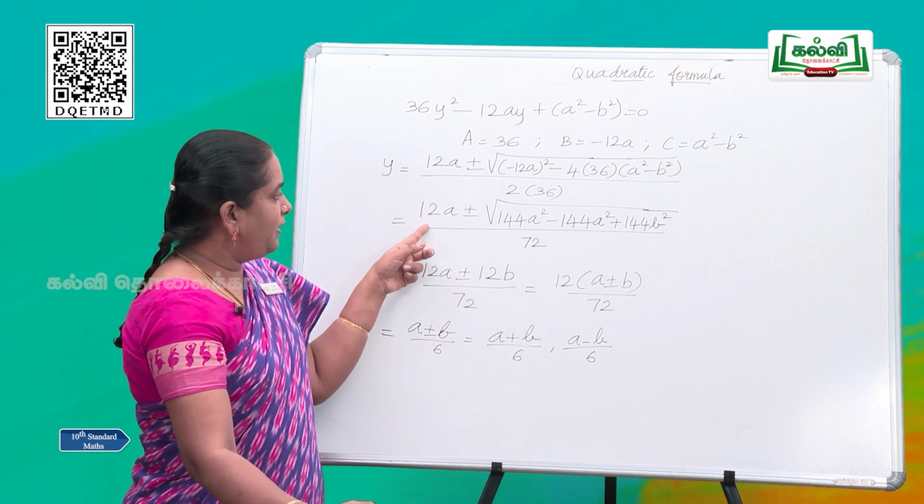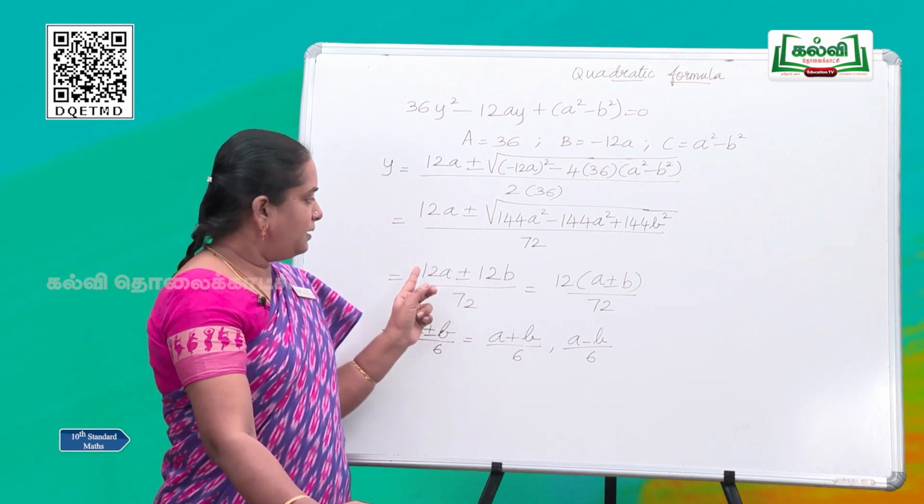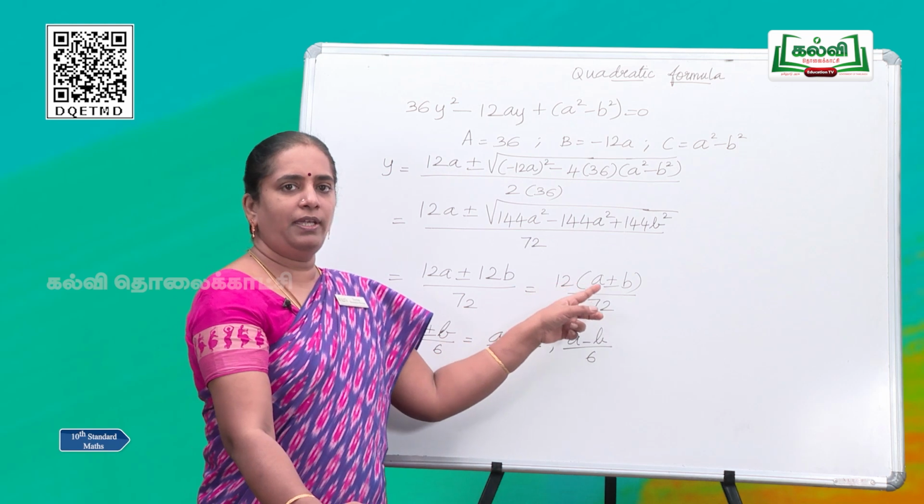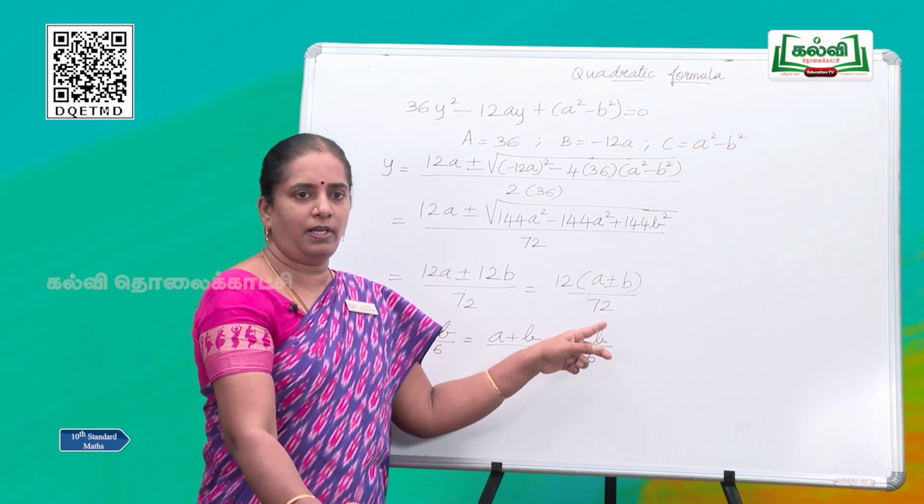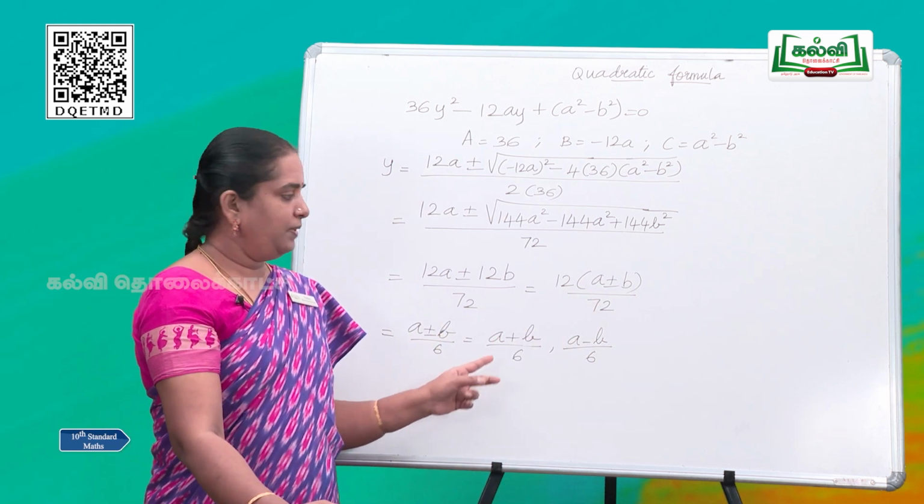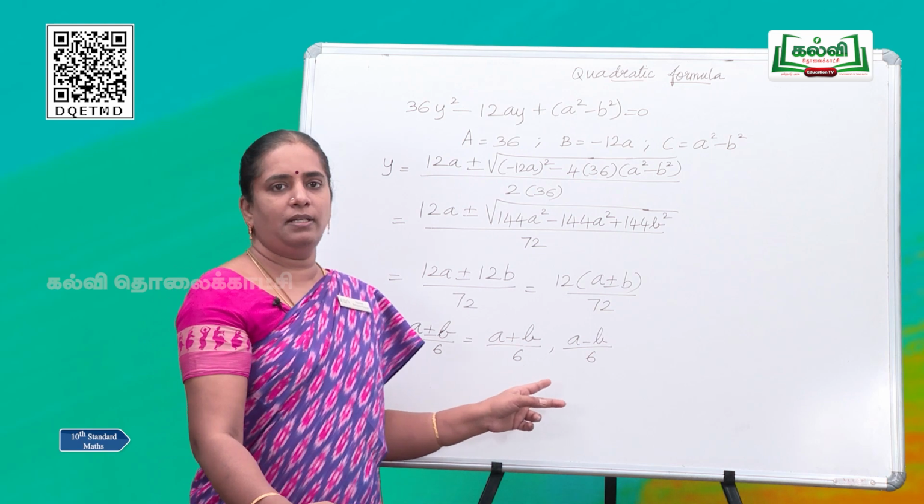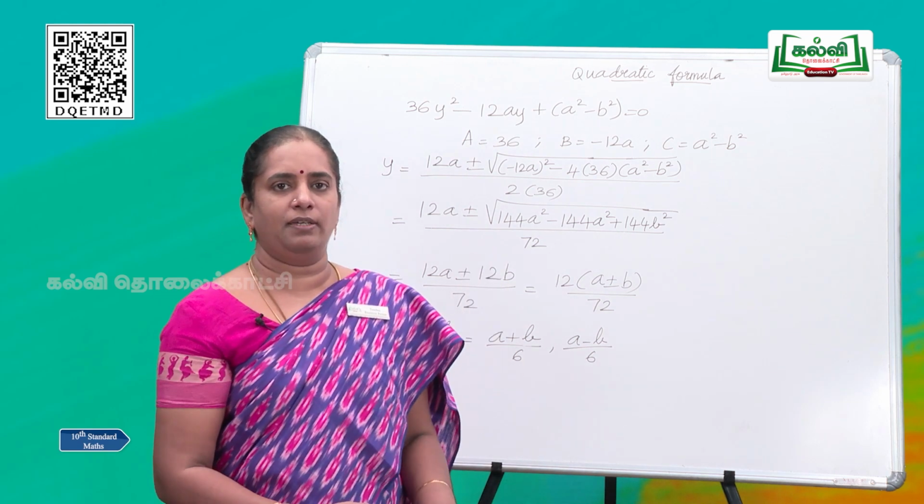So, 12a plus or minus 12b divided by 72. Take 12 common and we have a plus or minus b, denominator 72. By dividing by 12 we get a plus or minus b by 6, or a plus b by 6 and a minus b by 6 are the solutions to this quadratic equation.